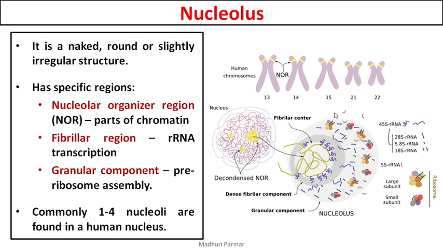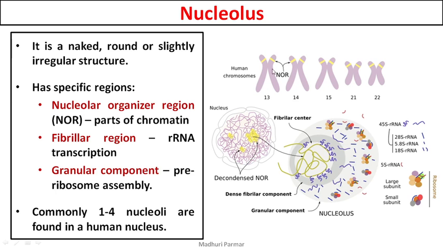Commonly, in a human nucleus, there are 1 to 4 nucleoli. In one nucleus, there are 1 to 4 nucleoli. Now, there are 5 chromosomes, 13, 14, 15, 21, and 22, which have this NOR, the nucleolar organizer region, which means they have DNA to produce rRNA. So the maximum you can have is 5 nucleoli, and the minimum you can have is 1 nucleolus. Clear?